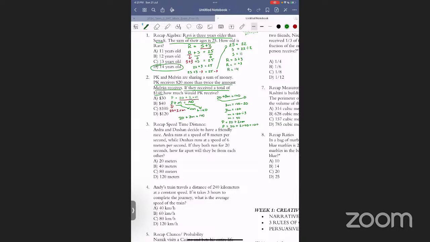Melvin, isn't PK one of the teachers for Loyola? All of these are teachers for Loyola. Oh, okay.